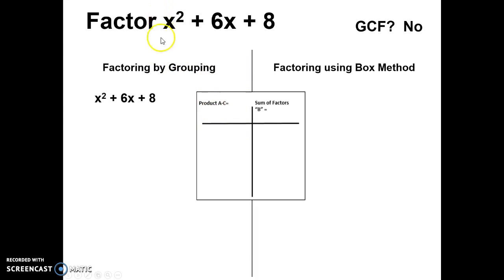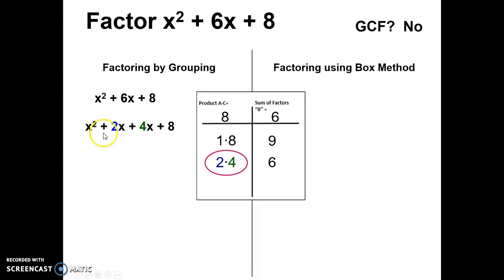So my A is 1, my C is 8, so 8 goes there. My 6, my B term goes here. I'm looking for factors of 8 that add up to 6. 8 times 1 is 8, but when you add those together, you get 9. So let's try 2 and 4. 2 times 4 is 8. When you add 2 and 4, you get 6. Those are the two numbers we're going to use. So with the factoring by grouping, I'm going to replace 6x and call it 2x plus 4x.